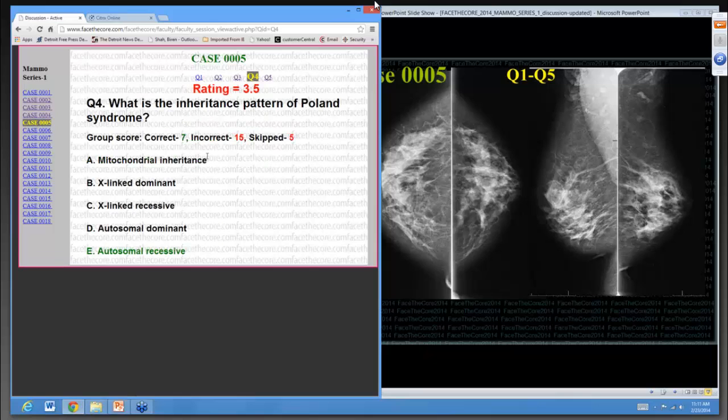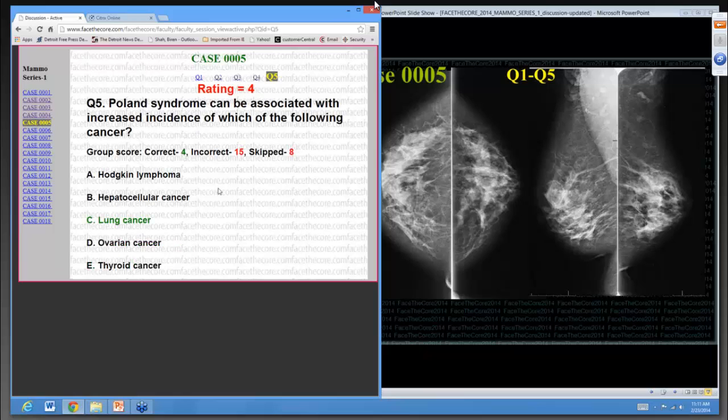What is the inheritance pattern? I mentioned it before, it's autosomal recessive. Poland syndrome can be associated with increased incidence of which of the following cancers? Actually, Poland syndrome is associated with increased incidence of breast cancer, leukemia, non-Hodgkin's lymphoma, and lung cancer. So of the answer choices, it's lung cancer. One other thing about Poland syndrome is that the chest radiograph usually demonstrates unilateral hyperlucency on the side that is affected.